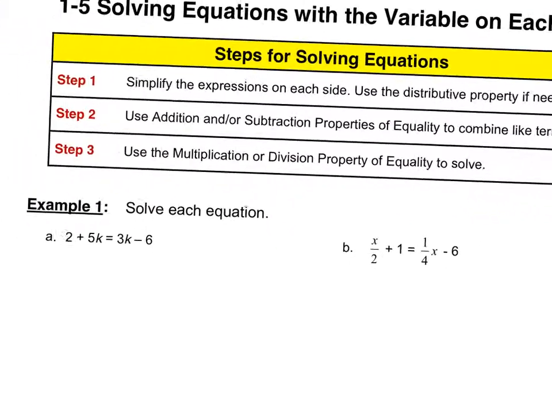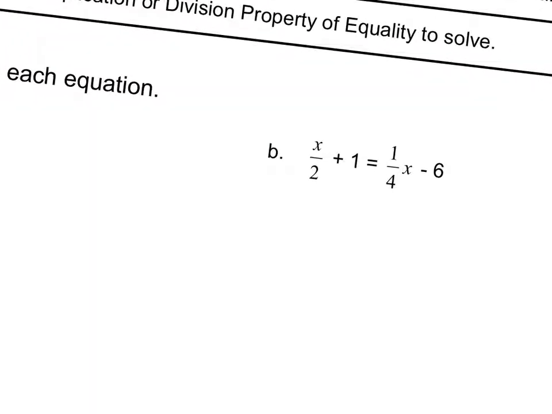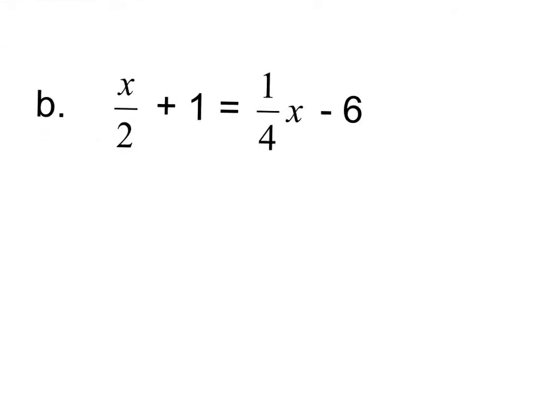When you have an equation where you have variables on both sides of the equal sign, your job is to just bring all the constants, which are the numbers without variables, to one side, and all the variables to the other side. So let's do letter B. There's fractions. Oh no, do not worry. Don't worry about fractions yet.